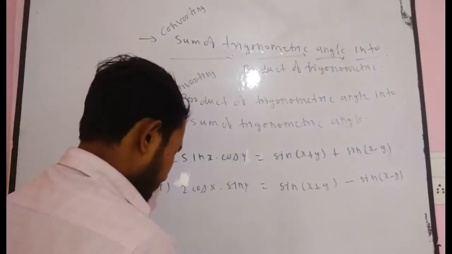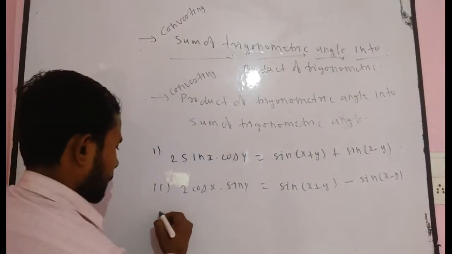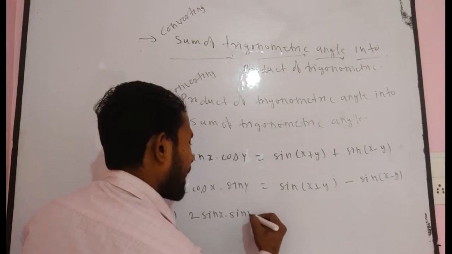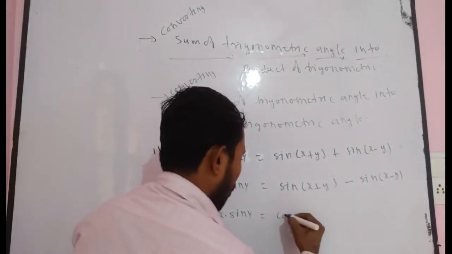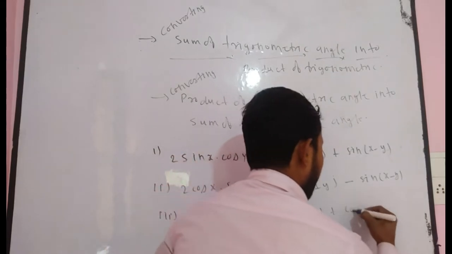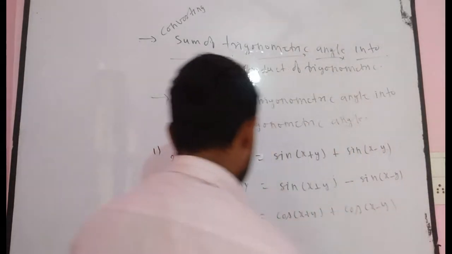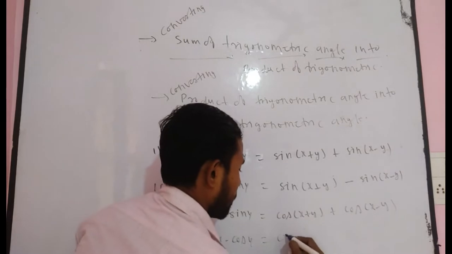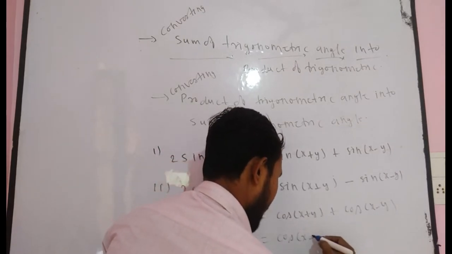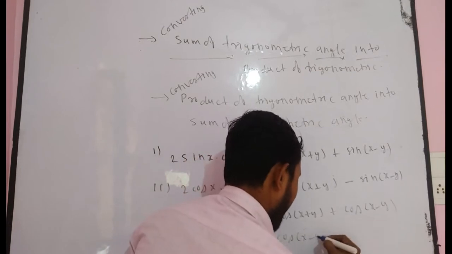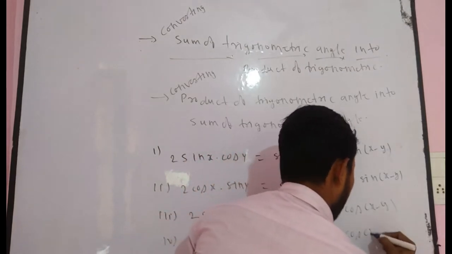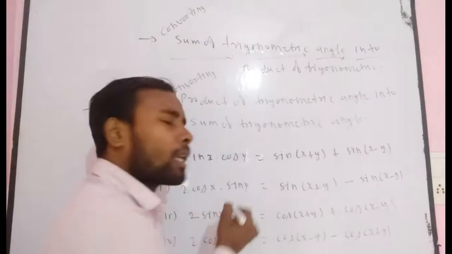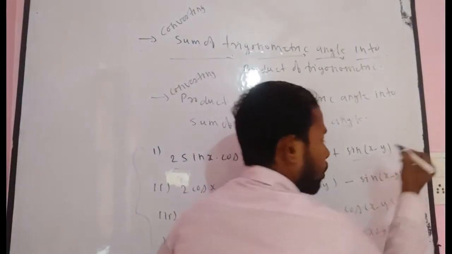Another formula: 2 sin x into sin y will be cos(x-y) minus cos(x+y). Finally, 2 cos x into cos y will be cos(x+y) plus cos(x-y). These are the formulas that convert product of trigonometric angle into sum of trigonometric angle.